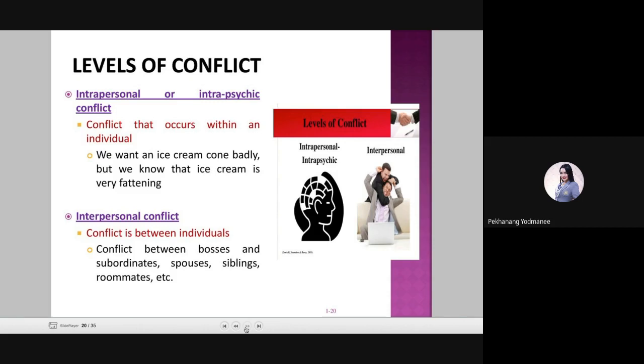Okay, next, interpersonal conflict. A second major level of conflict is between individuals. Interpersonal conflict occurs between co-workers, spouses, siblings, roommates, or neighbors. Most of the negotiation theory comes from the study of interpersonal negotiation and directly addresses the management and resolution of interpersonal conflict.